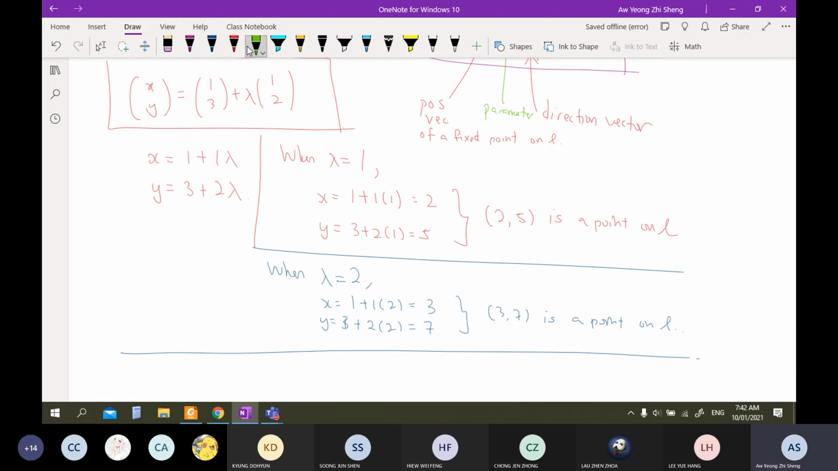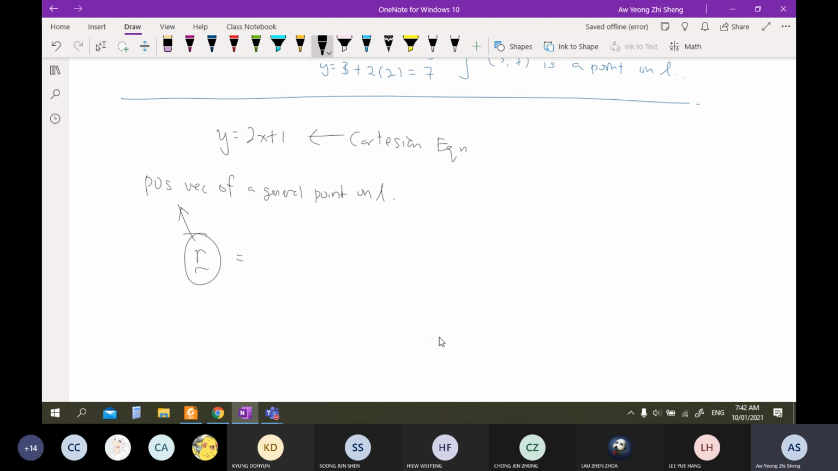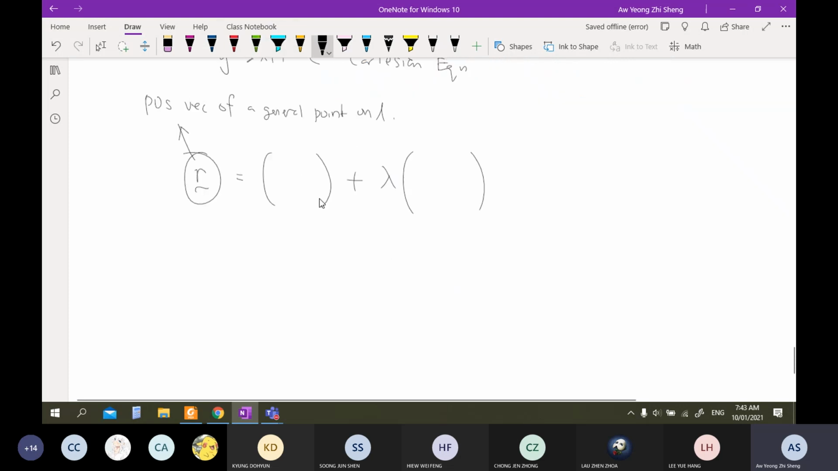As a summary, the idea of vector equation is, instead of giving the equation in terms of x and y, like instead of writing y equals x plus 1, which we call the Cartesian equation, we want to describe the line by using vectors. So this r here is a standard symbol. Whenever you see the vector small letter r, it means the position vector of a general point on the line. The vector equation basically wants to give you a sum of two vectors, where it first leads you to a point on the line, then followed by lambda times the direction vector, so that you can reach anywhere along the line.